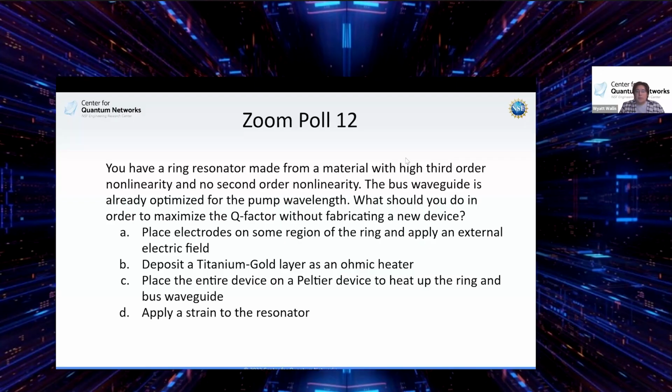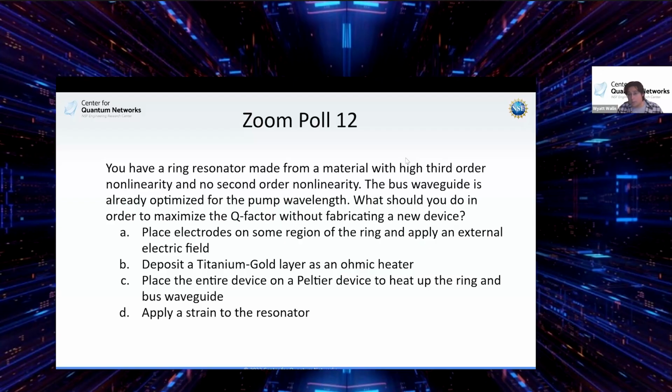Some of us said place some electrodes on some region of the ring and apply an external field. Now remember, when I say electrodes, I mean we're going to put a potential difference across this waveguide and apply an electric field. Remember, there is no second order nonlinearity, so it's assumedly not an ordered crystal like lithium niobate is. So that would create a problem. They wouldn't do too much.